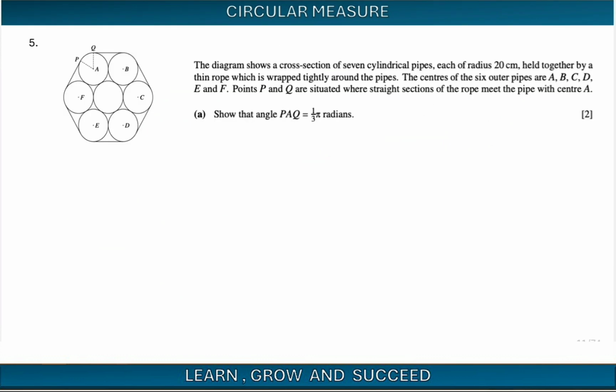Read question number 5. The diagram shows cross section of 7 cylindrical pipes, each of radius 20 centimeter, held together by a thin rope, which is wrapped around the pipes tightly. The centers of 6 outer pipes are A, B, C, D, E, and F. Points P and Q are situated where the straight sections of the rope meet the pipe with center A. Show that the angle PAQ equals pi by 3 radians. Angle PAQ. See, this is angle PAQ.